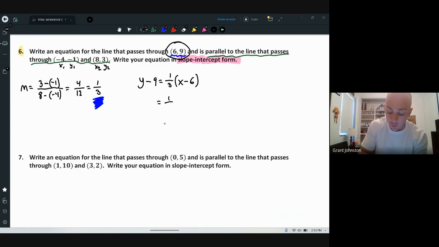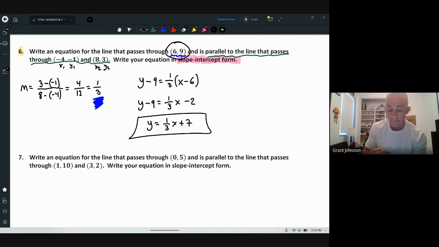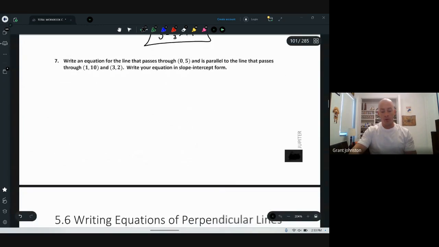1/3 times x is just 1/3 x. 1/3 times -6 would be -2. Remember, slope-intercept form is y equals mx plus b, so I need to isolate my y variable. So it says y minus 9, so I need to add 9 on both sides. So once I do that, I'm going to have y equals 1/3 x. -2 plus 9 is 7. And there you have it. I'll let you do the rest.